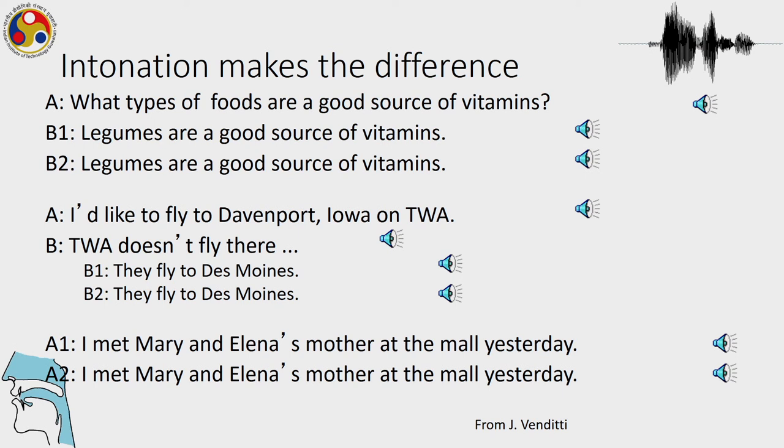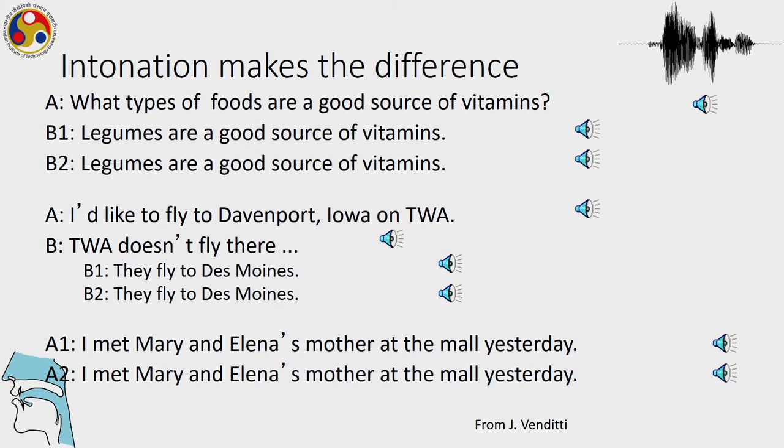Now, let us hear another example. I'd like to fly to Davenport, Iowa on TWA. This is not a question, it is a declarative sentence, a normal sentence, but there can be a few responses to it. TWA doesn't fly there. Someone can tell you that no, that is not possible because TWA doesn't fly there, or you can say that even if it doesn't fly there, it flies to another location. They fly to the moon.